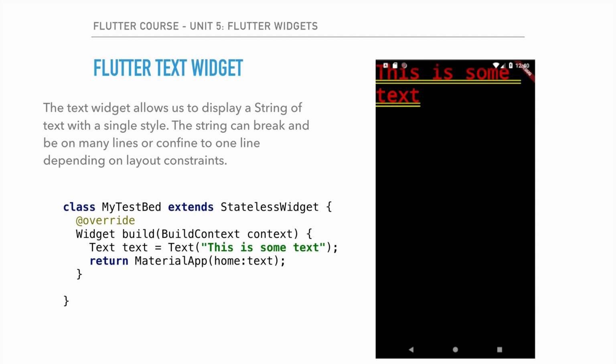The text widget allows us to display a string of text with a single style. The string can break and be on many lines or confined to one line depending on layout constraints. So here we have a sample code. We have a class myTestBed extends stateless widget, and then we build the widget and we just return a new text widget inside a material app. So yeah, very simple stuff. And then we get this result right here. So this is some text. Very, very simple stuff. Let's very quickly go ahead and implement this in the code.